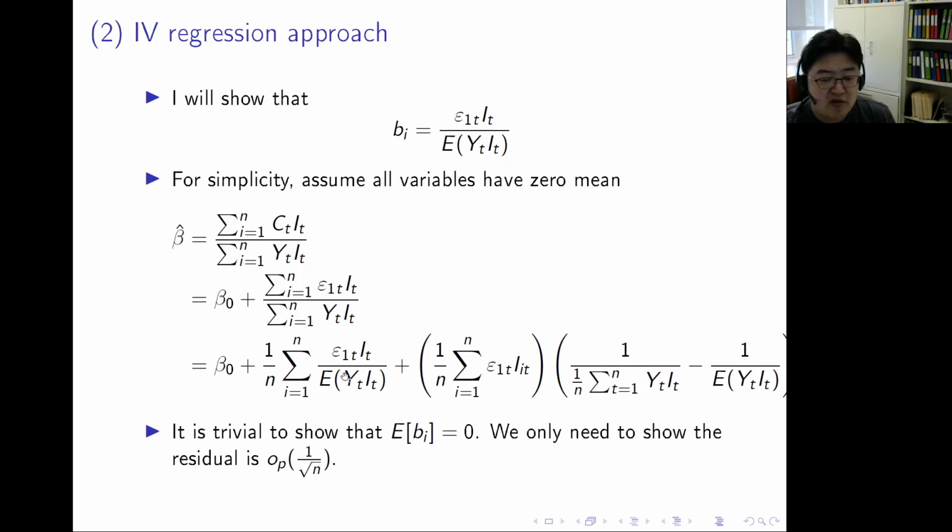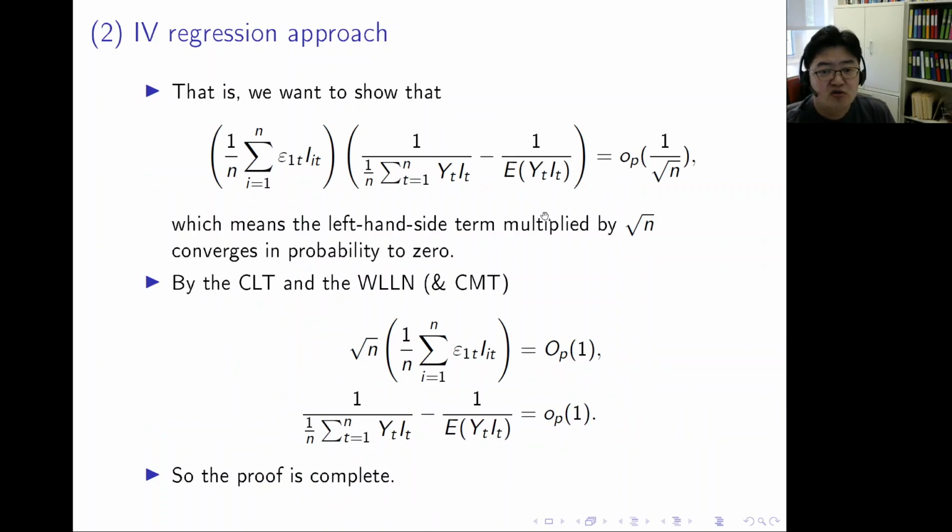And we know that it's easy to show that this influence function is mean 0. Then what we need to show is the residual is ignorable, small enough, converging to 0 fast enough. To show that, we are going to show this, which means even if you multiply square root n on the left hand side, it should go to 0, converge in probability to 0 after multiplying square root n, which is also easy to show.